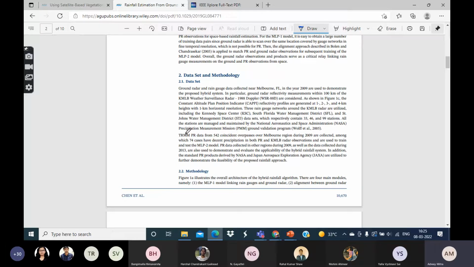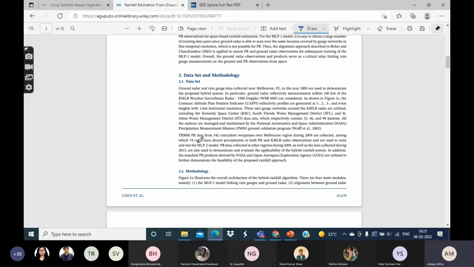Now the TRMM PR data from 542 coincident overpasses over the Melbourne region are collected, among which 74 cases have decent precipitation. What the 542, 74, etc. mean is that the satellite, of course, is not stationary over that particular region. It is going in orbit. So in a given year, in 365 days, let us say this satellite crosses that particular region 542 times. And now not all of those times will have any rainfall to report.